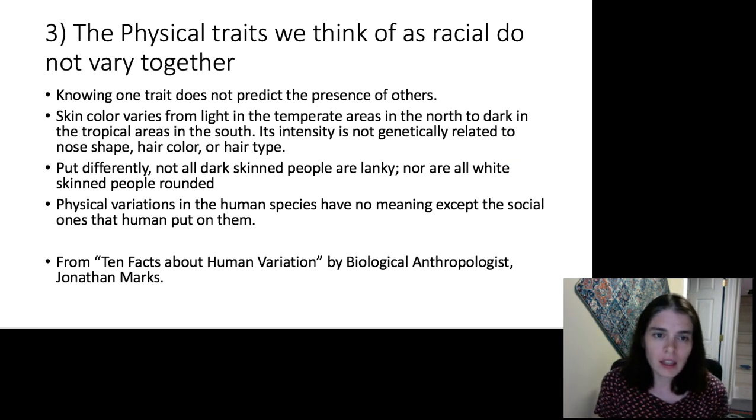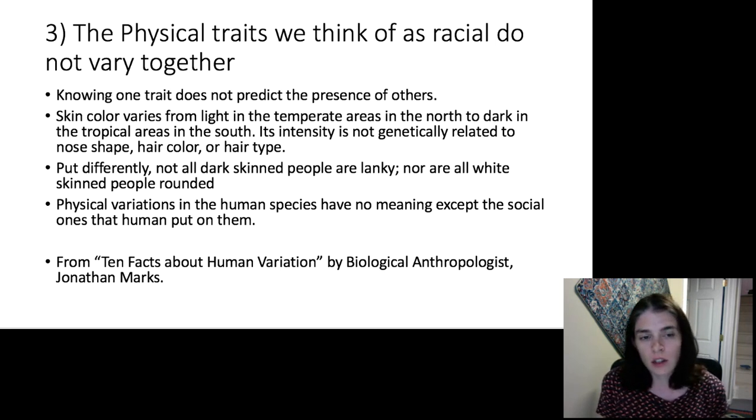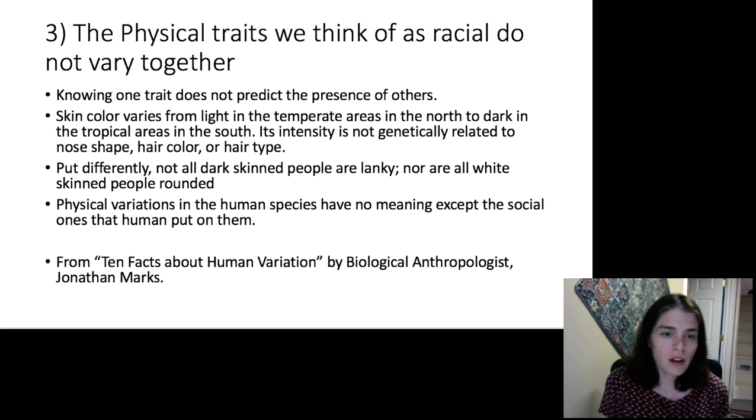Thirdly, the physical traits we think of as racial do not vary together. This is a common misunderstanding. Knowing one trait does not predict the presence of others. Skin color varies from light in the temperate areas in the north to dark in the tropical areas in the south. Its intensity is not genetically related to nose shape, hair color, or hair type. You can have a tiny nose and be black. You can have a broad nose and be blonde. These things do not genetically vary together the way that most people think they do.